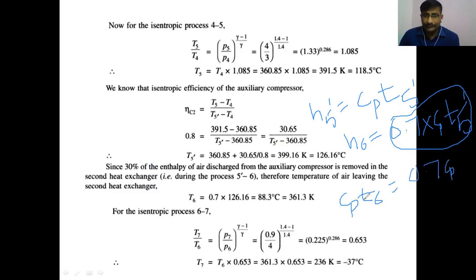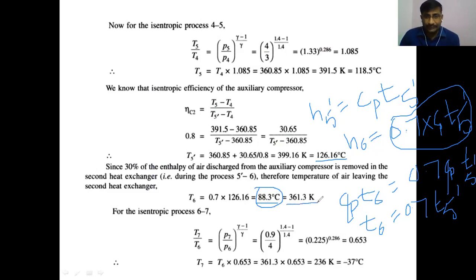into T5 dash. These temperatures must be in degree centigrade. While we are substituting in the enthalpy equation, the temperature must be in degree centigrade. Therefore, Cp is cancelled on both sides. Therefore, T6, the temperature in degree centigrade after the second heat exchanger, is equal to 0.7 into T5 dash. T5 dash is already calculated earlier. This is 126.16 degrees centigrade. Therefore, 0.7 into 126.16 degrees centigrade, we will get 88.3 degrees centigrade. This is the temperature in degree centigrade at 6, that is after the second heat exchanger.